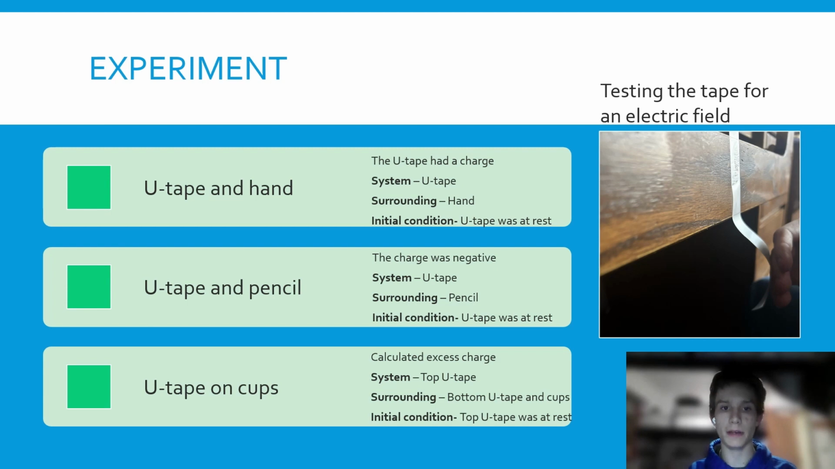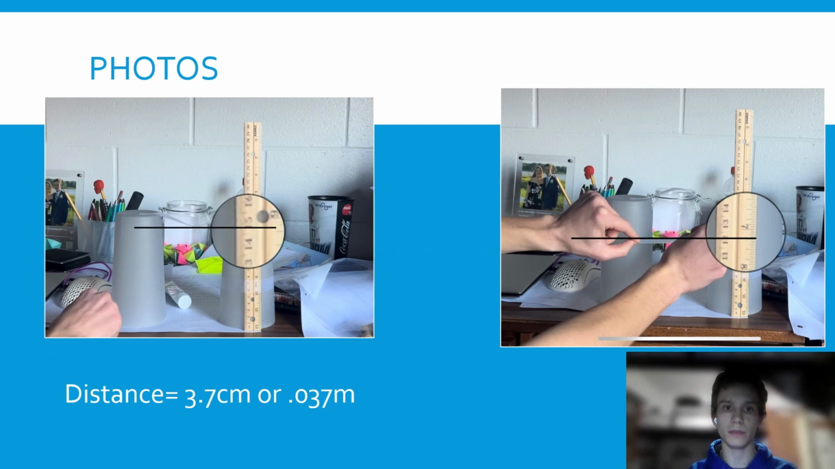Finally, I made a charged U-tape and placed it on two cups, positioning the cups so that the U-tape had slack. Then, I charged another U-tape and held it under the first one. I measured the maximum distance where the bottom U-tape caused the top U-tape to float, or flip upwards. Here are my results. As you can see, the maximum distance is 3.7 centimeters.